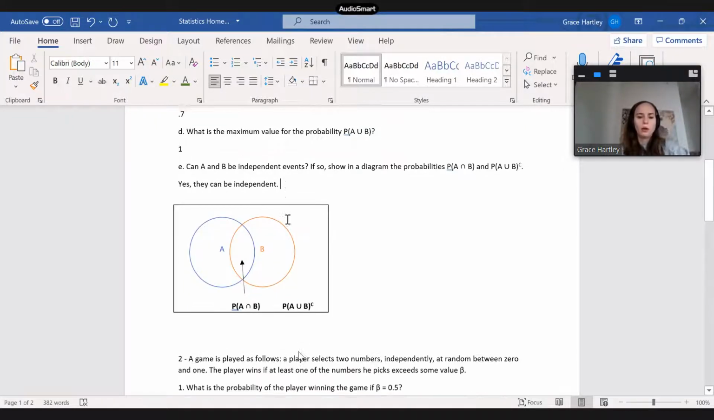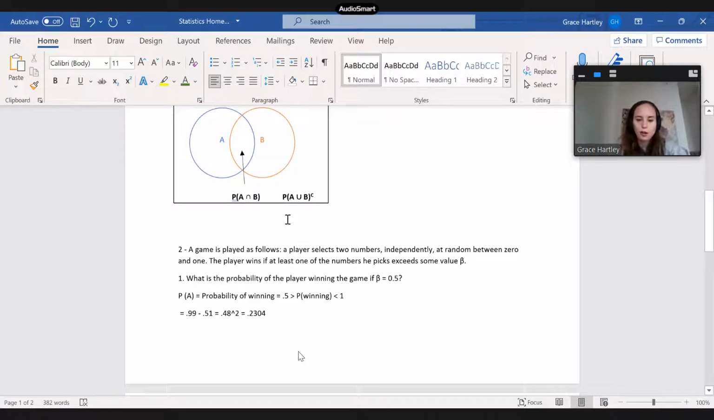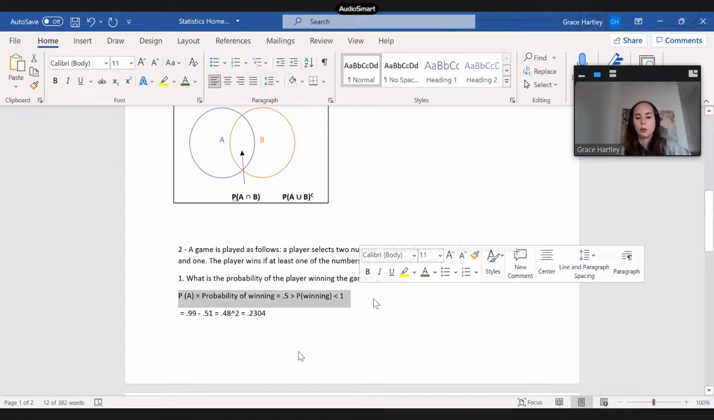Thank you. The next question, I was really struggling with how to set this up because I felt like it was almost a continuous example. It said at random between 0 and 1, and that means it's less than 1. I didn't know how to set it up. I know it's supposed to be that the probability of winning is greater than 0.5 but less than 1.